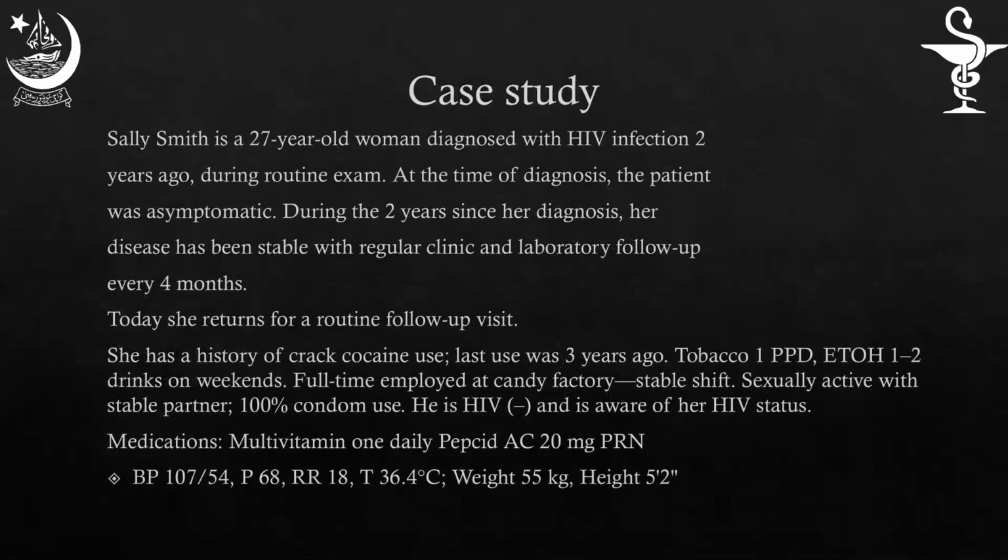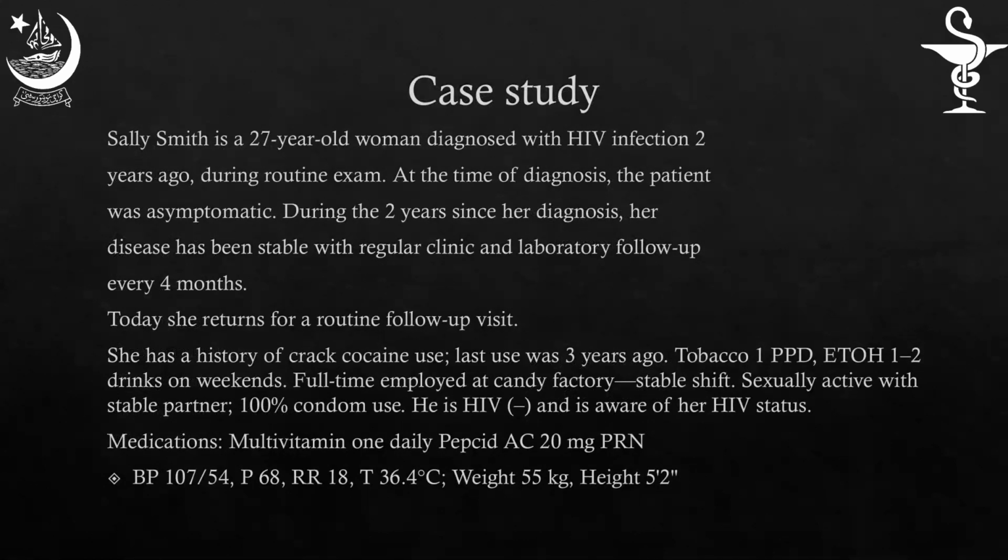Moving on to the case study. Sally Smith is a 27-year-old woman diagnosed with HIV infection 2 years ago during a routine exam. At the time of diagnosis, the patient was asymptomatic. During the 2 years since her diagnosis, her disease has been stable with regular clinic and laboratory follow-ups every 4 months.